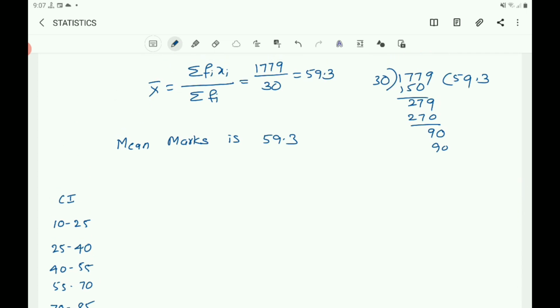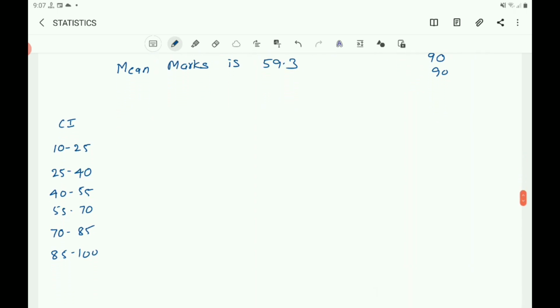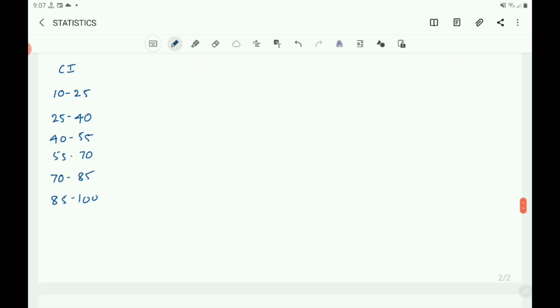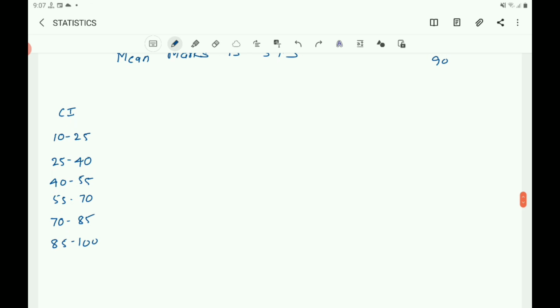4 students who have obtained 40 marks would be considered in the class interval 40 to 55. Those who obtained 40 marks would be considered in this class, but not in this class. That we have to keep in our mind. With this convention in our mind, let us form a grouped frequency distribution table.